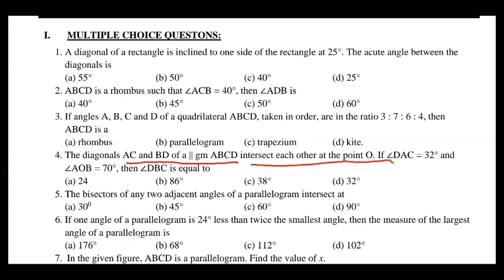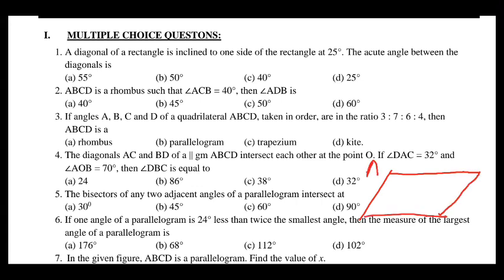each other at the point O. If angle DAC is equal to 30 degrees and angle AOB is equal to 70 degrees, then angle DBC is equal to how much? What do you have here, beta? Please tell me the question and the data that is given. There is a parallelogram ABCD. Excellent. They have a diagonal.